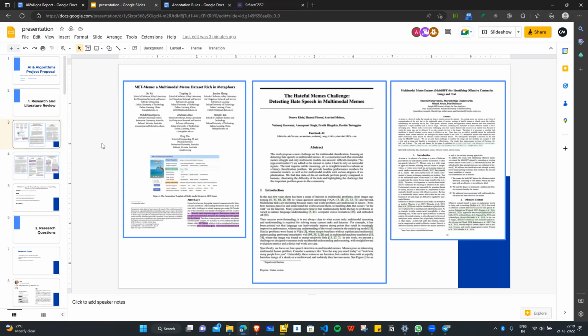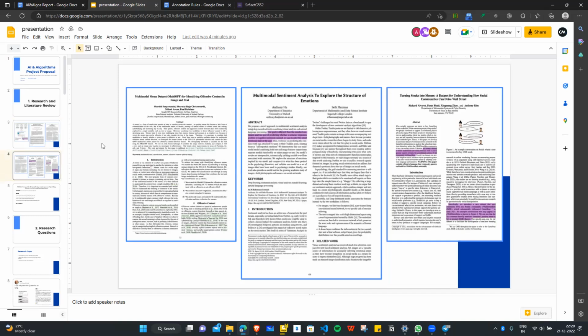Then we have The Hateful Memes Challenge, detecting hate speech in multimodal memes, and the first author of this paper is Douwe Kiela. Then the third paper that we studied is a multimodal meme dataset for identifying offensive content in image and text. The first author is Shardul Suryawanshi from the National University of Ireland, Galway. Then we have multimodal sentiment analysis to explore the structure of emotions, and the first author is Anthony from the University of Oxford.